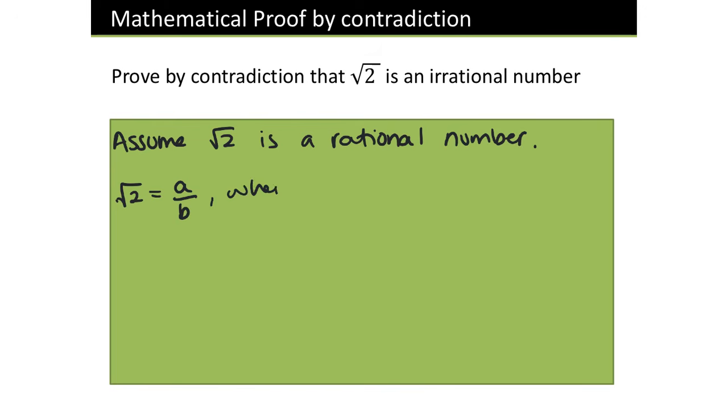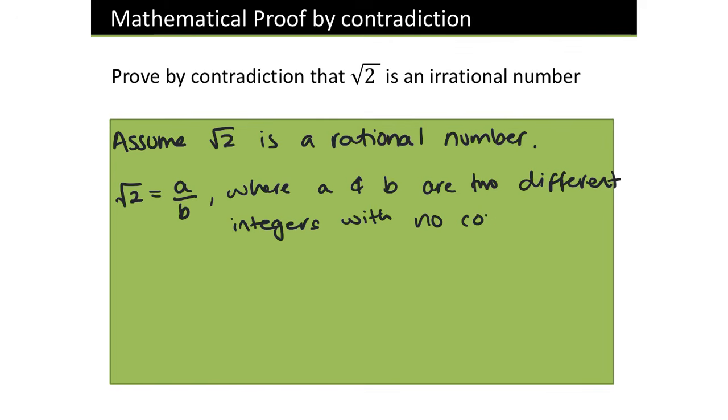Where A and B are two different integers with no common factors. This rational number is just integers.